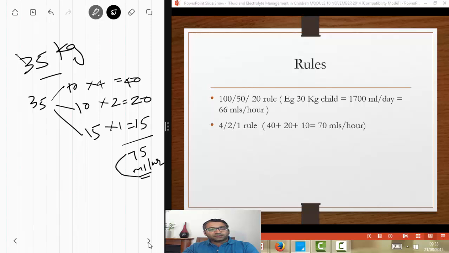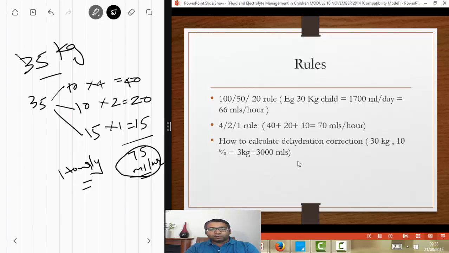I prefer this method because it gives you the hourly rate, so you don't need to get the calculator out to do further maths to get the hourly rate. But some people would prefer the 150-20 rule, so it's entirely up to you as to which one you choose. Now let's go on to learn about how to calculate percentage dehydration.